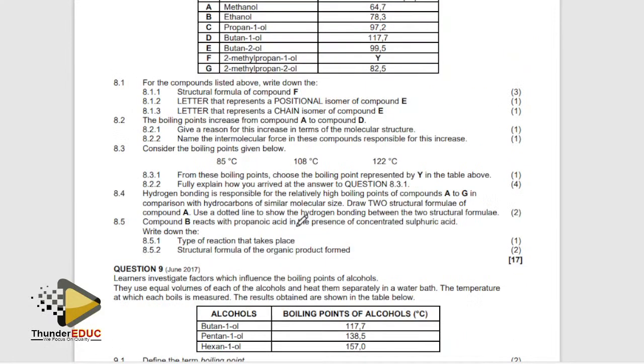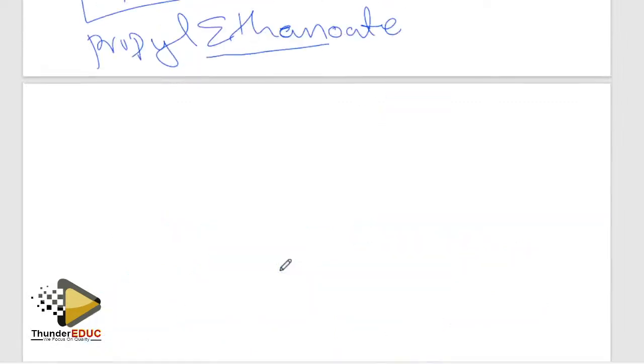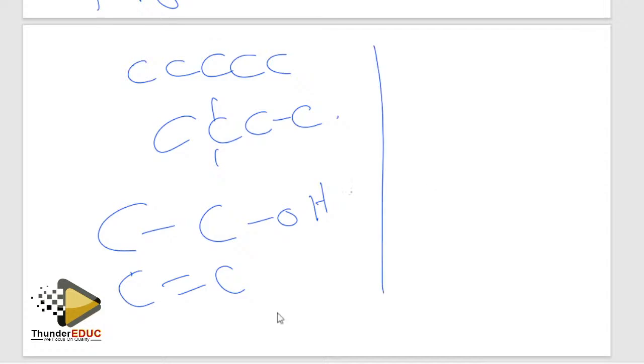Guys, when it comes to properties, these marks you must get them. Properties is easy. You need to know straight chain versus branched chain. Then you need to know functional group. Maybe that, and then a double bond.